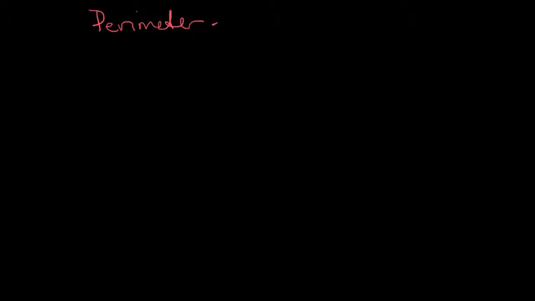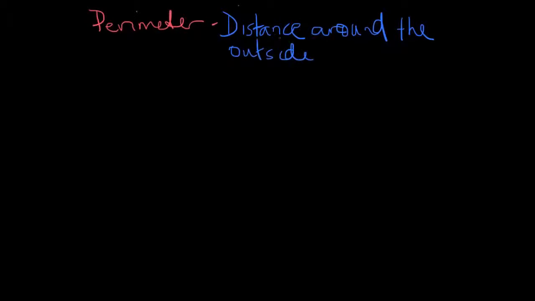So I'd like to begin by introducing what perimeter actually is as a definition. Now, perimeter as a definition is simply the distance around the outside of a shape. Okay, the distance around the outside of any two-dimensional shape.